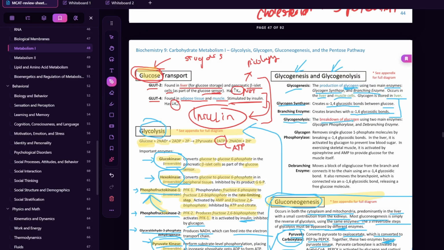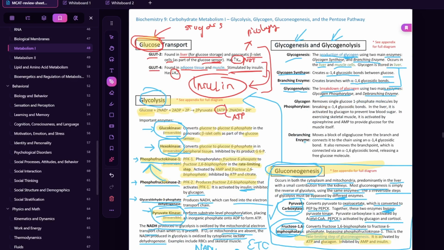Glycogenolysis is the breakdown of glycogen, so it's the opposite. Instead of production, it's breaking down. So these are opposing each other, using two main enzymes, glycogen phosphorylase and debranching enzyme. And you can imagine what debranching enzyme does because we already know what branching enzyme does. Debranching enzyme moves a block of glucose from a branch connected to a chain using an alpha-1,4 glycosidic bond, and it removes the branch point, which is connected via an alpha-1,6 glycosidic bond, releasing the free glucose molecule.